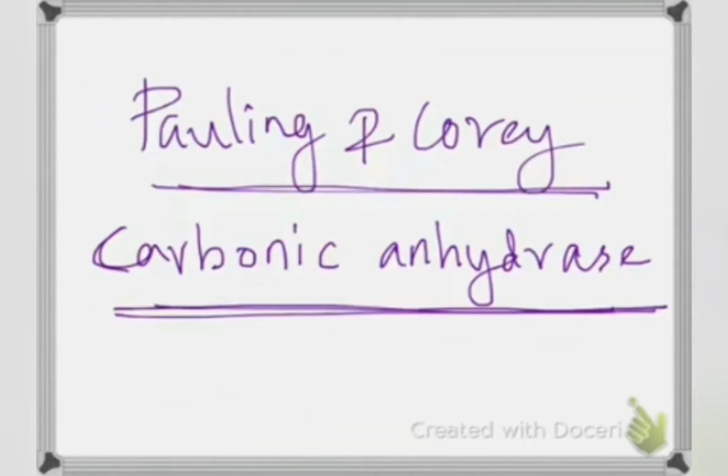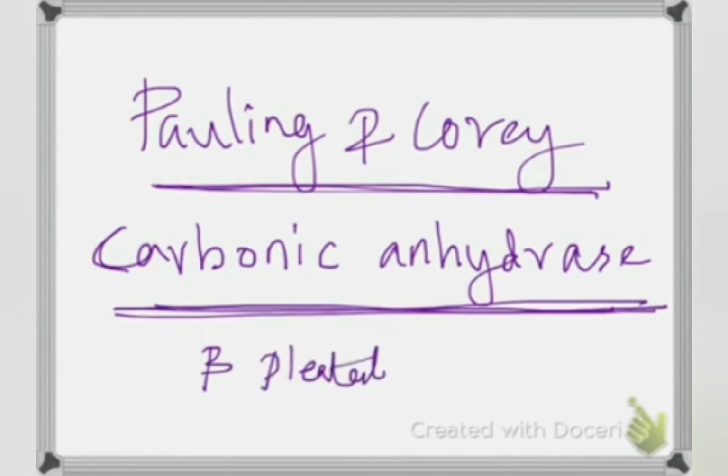The structural classification of these alpha and beta secondary structures was done by Pauling and Corey. Pauling and Corey classified these secondary structures as alpha and beta. And carbonic anhydrase is an enzyme that is an example for beta pleated sheet.